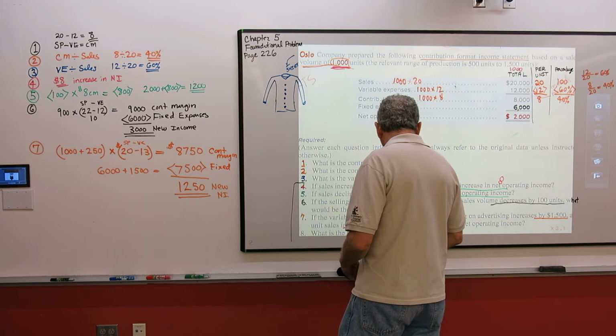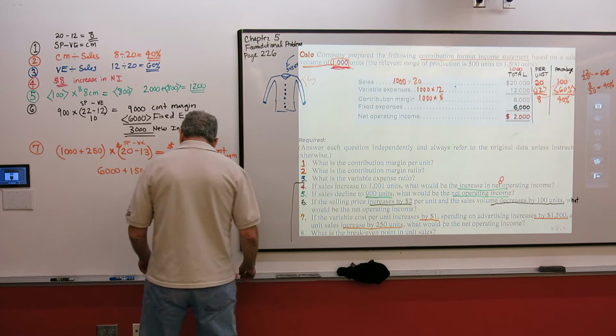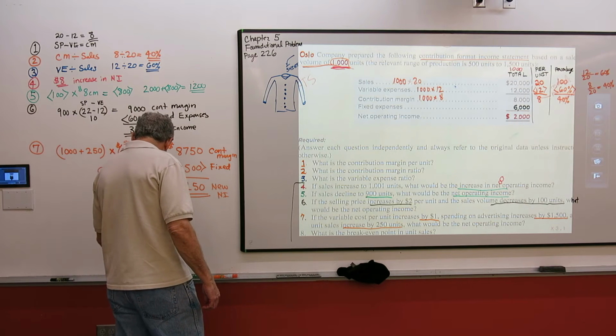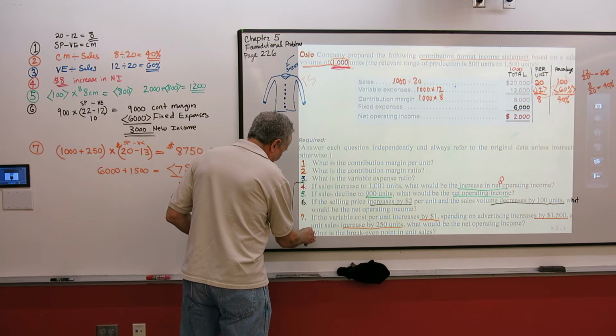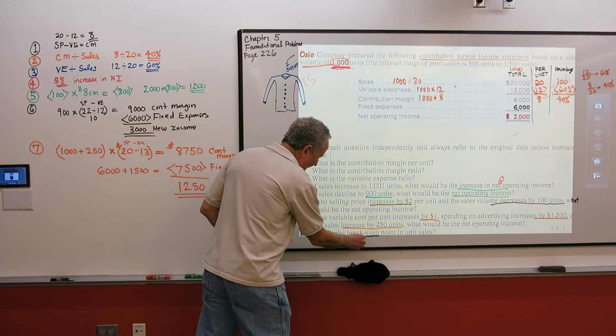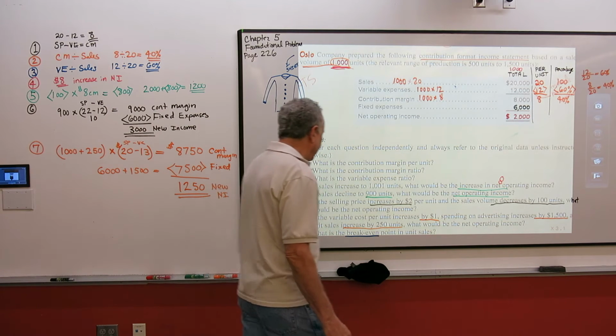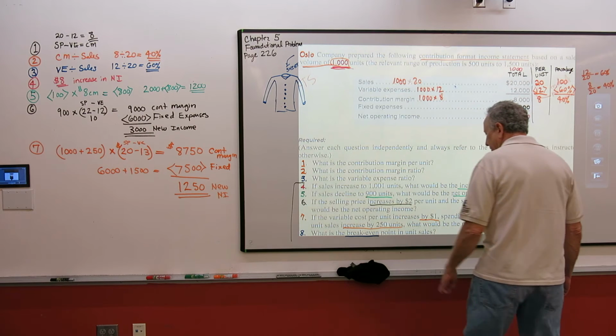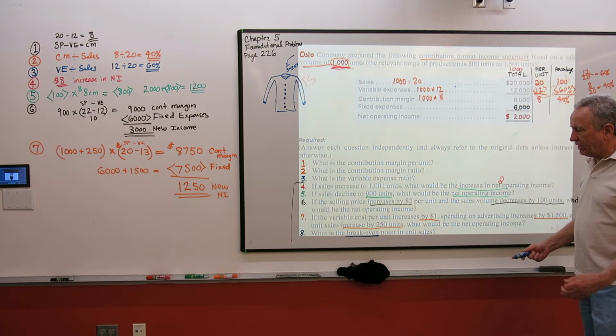Okay, that's 7. This one, again, I'll test for sure. This one's number 8, and I'll ask this absolutely for sure on the test. What is the break-even point in unit sales? What is the break-even point in unit sales? I'll always ask for that.